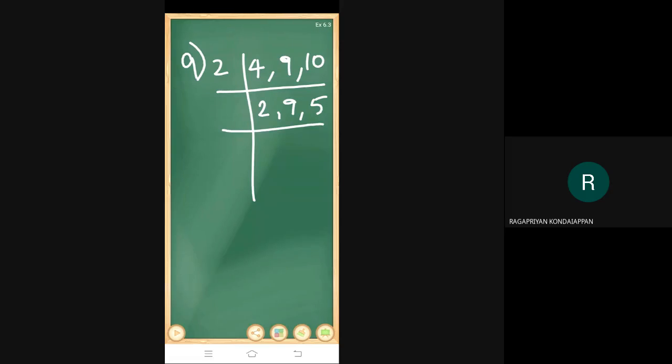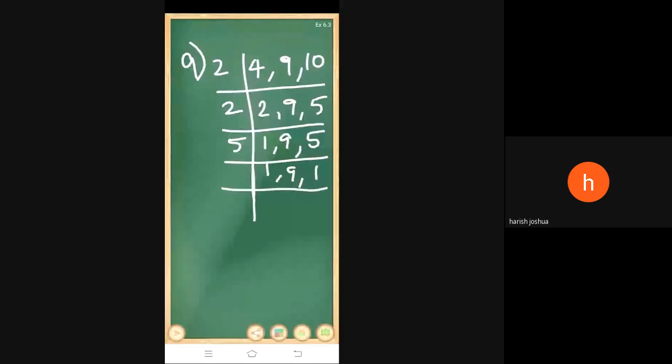Now again I am going to divide by 2. In the second table, 2 gives 1, 9 won't come, so write it as it is, and 5 also won't come, so write it as it is. Then let us divide by 5: 1, and 9 as it is. Then divide 9 by 3: 3 3s are 9, giving 3. Again divide by 3, and we get 1, 1, 1.